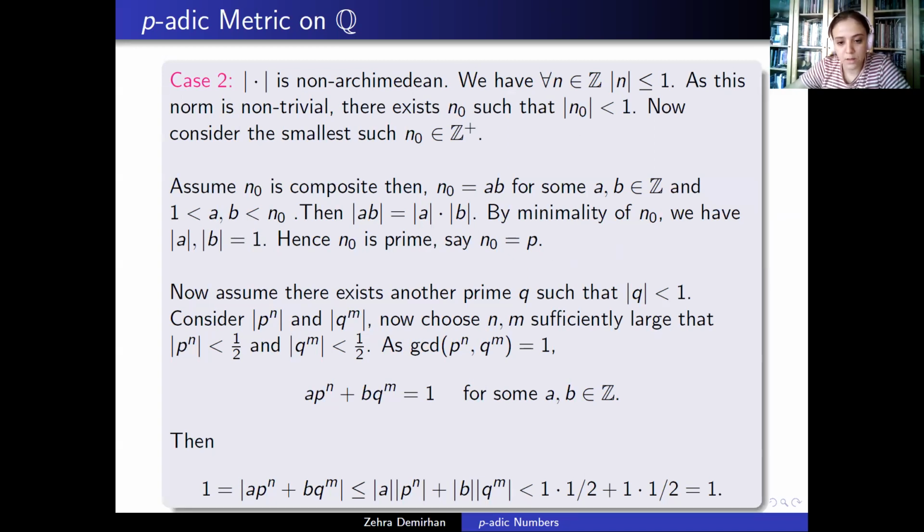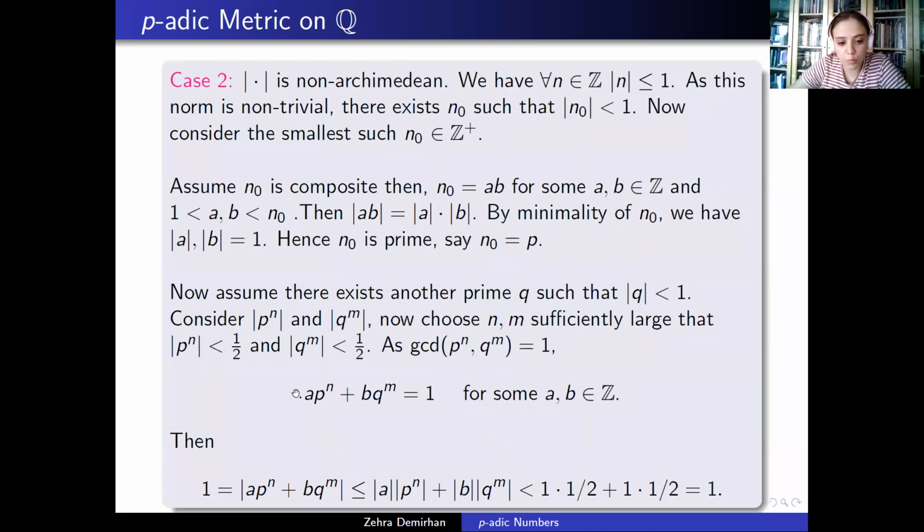Now, to prove uniqueness, let's again assume to the contrary that there exists another prime q such that the norm of this q is less than 1. And also consider the norm of p^n and the norm of q^m. Now, let's choose n and m sufficiently large that these two terms are less than 1/2. And also, we know that the greatest common divisor of these two terms is equal to 1. So we have this equality easily for some integers a and b.